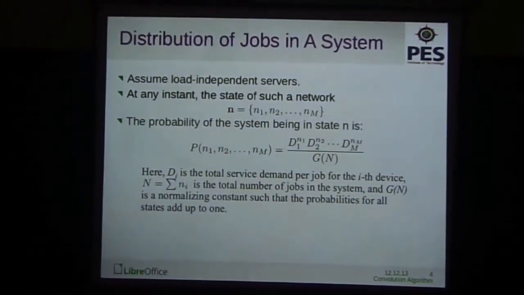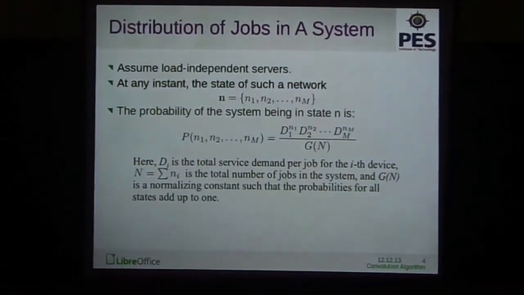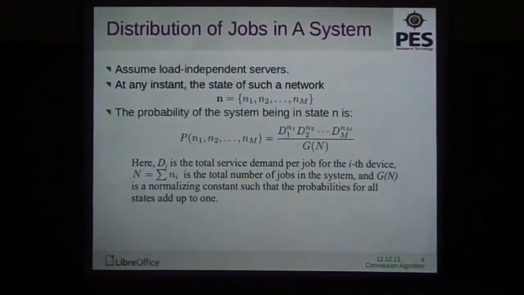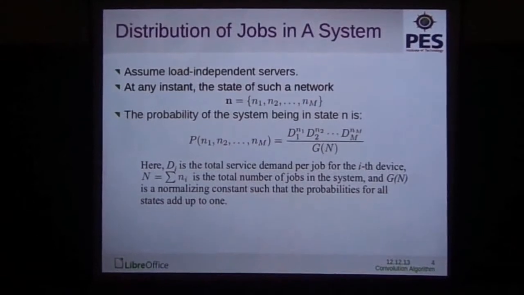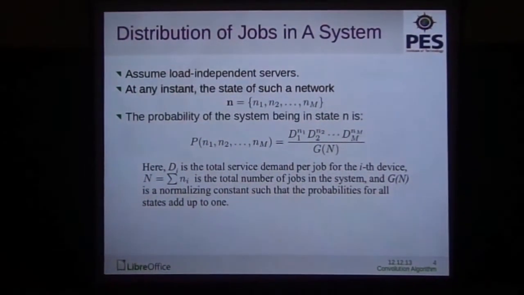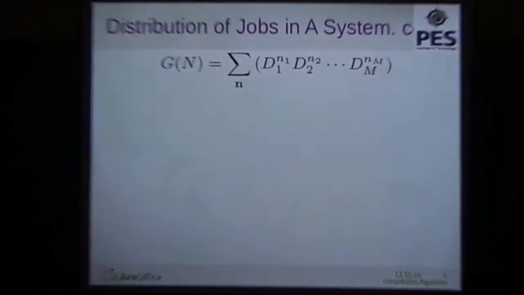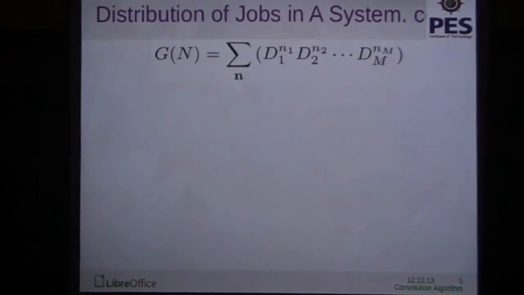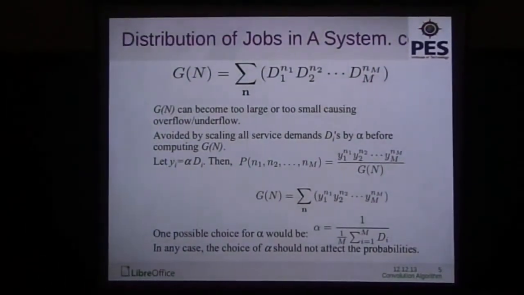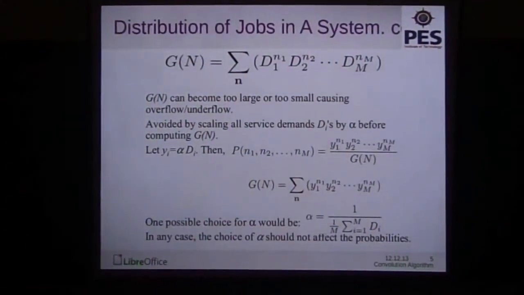Here, di is the service demand per job for the ith device, where N equals summation of ni is the total number of jobs in the system, and G(N) is the normalizing constant such that the probabilities for all states add up to 1. So, the equation will be G(N) equals summation of d1 to the power n1, d2 to the power n2 up to dn to the power nn.